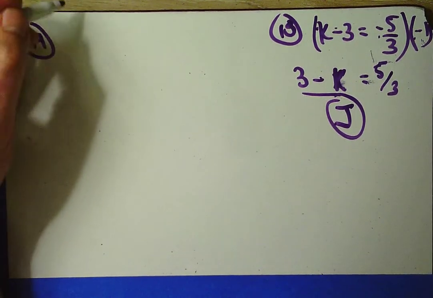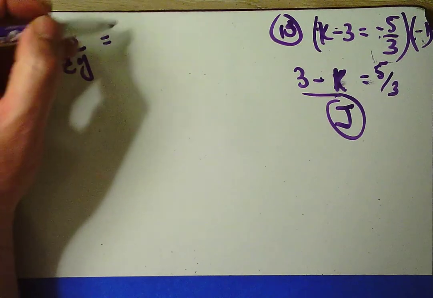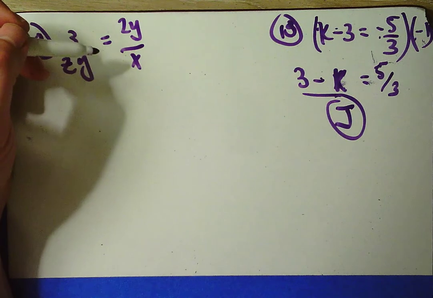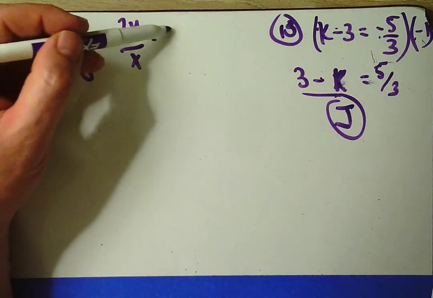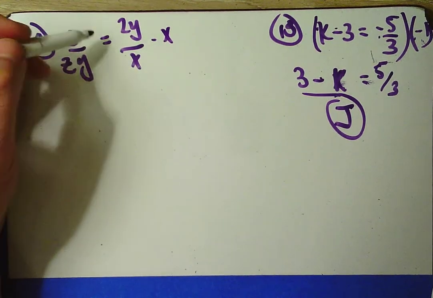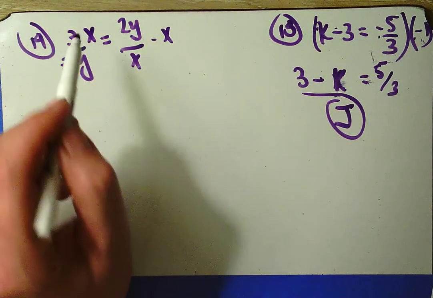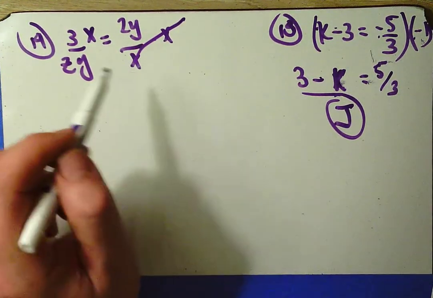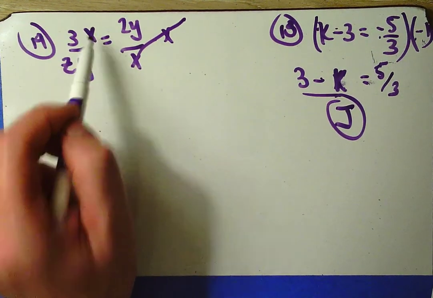19. 3 over zy equals 2y over x. Then x is equal to what? So I want to solve this equation for x. And I find having x in the denominator makes me very uncomfortable. So I'm going to multiply both sides of the equation by x. This will do two things. One, it will get rid of the x in the denominator. Two, it will bring x up to the numerator.